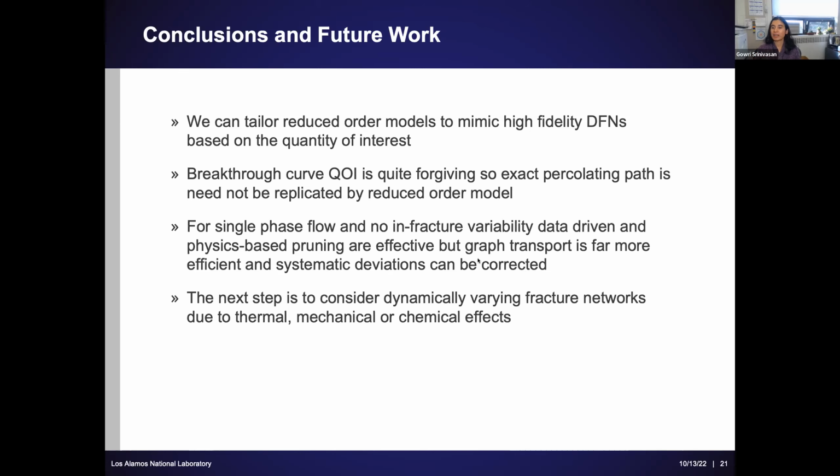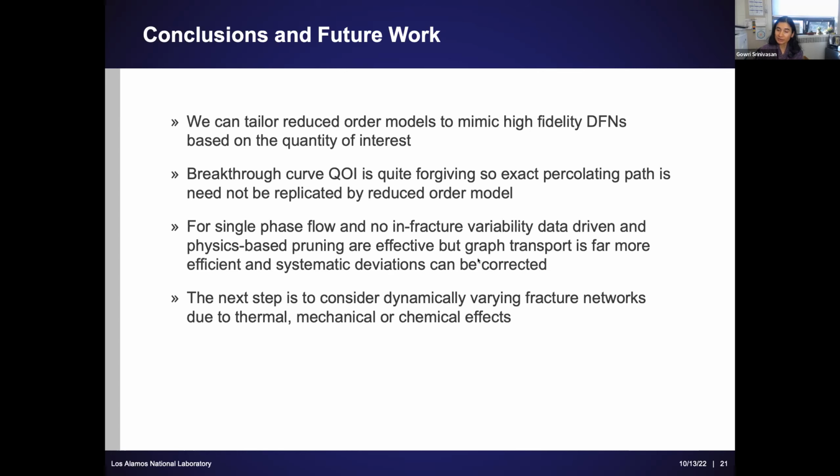So trying to find out what is the percolating path, what is the backbone, is fairly easy if you're looking at the breakthrough curve. Now, if you're looking at exactly where in time and space there are certain quantities, these may not be the best methods. And also we're not looking at any variations within the fractures. So these methods are relevant for many of our practical applications, but the caveat is there will be a few that they're not relevant for.